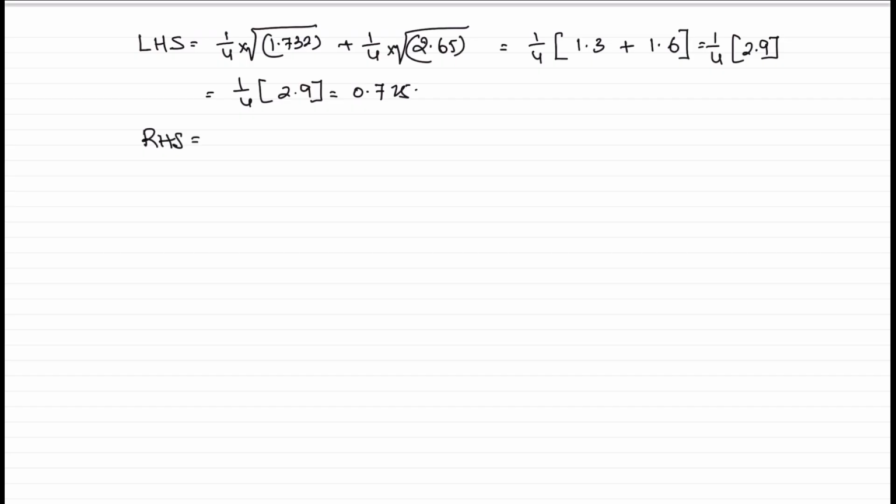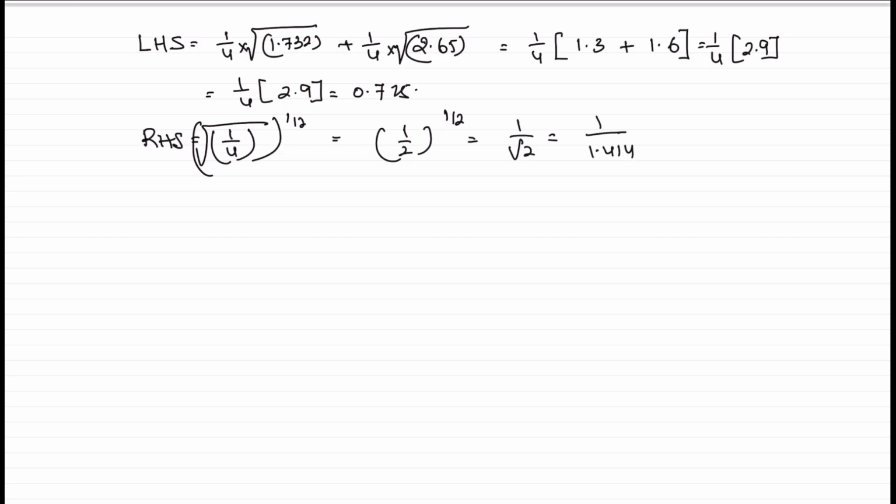X to the power of y. That is 1 by 4 square root to the power of half. That is equal to, what is square root of 1 by 4? That is 1 by 2. 1 by 2 to the power of half. 1 by 2 is 1 by root 2. 1 by root 2 is 1.414. That is around 0.71. That means these two values, right hand side and left hand side, are agreeing.